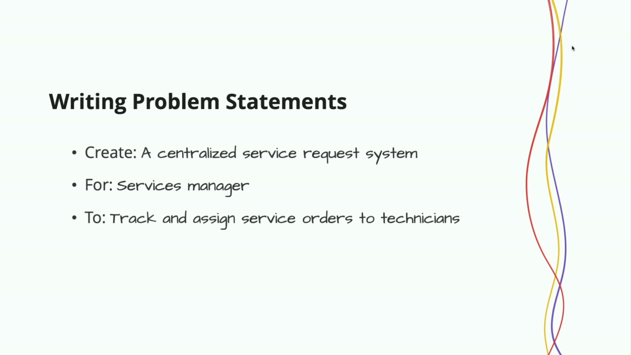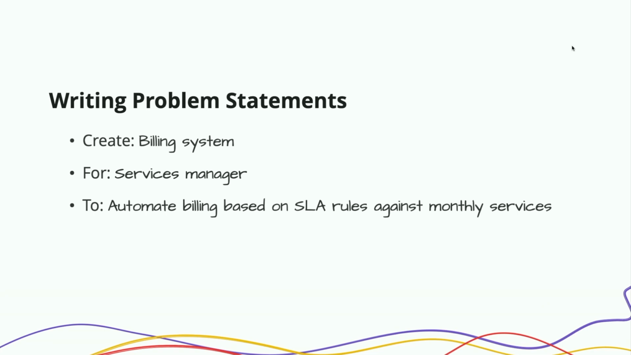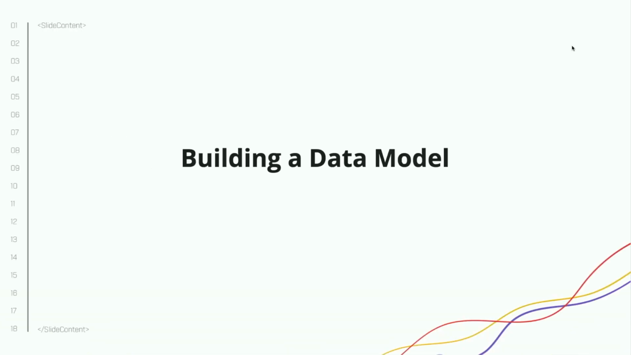Here's another one, right? Create a centralized service request system for service managers to track and assign service orders to technicians. This is, I guess, fine, but it could be a bit better because of "centralized service request system." So it's important to try to drill that down a bit more without being too long-winded. But that would be another statement. Again, another one, create a billing system for the services manager to do this stuff. Could this be a little tighter? Probably, but the idea is to try to focus in on that and make sure we really know what we're doing, right? So this is all stuff to do.